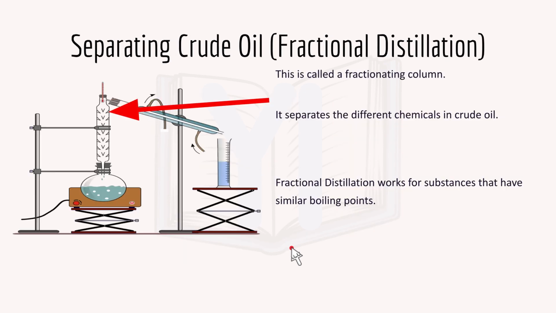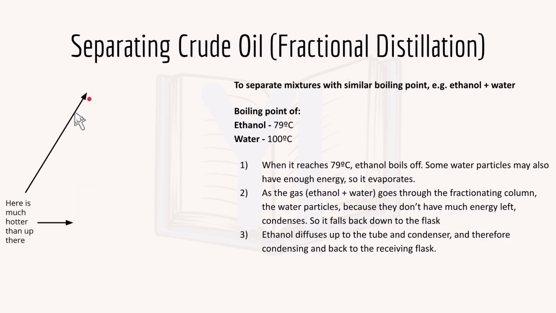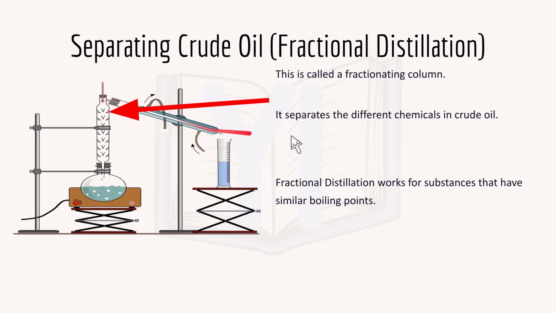And then we have fractional distillation. And this thing over here was similar to the one just now, and it's called a fractionating column. It separates the different chemicals in crude oil. Fractional distillation works for substances that have similar boiling points.